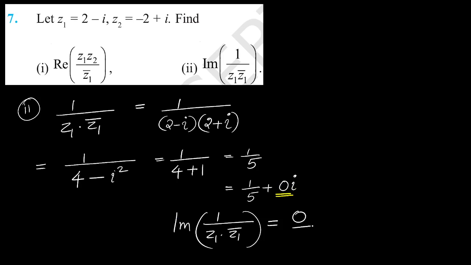It is 0. Real part is 1 by 5, but the question is the imaginary part. It is the coefficient of i. 0 is the answer. So all of you please write down. If you are okay, 100% clear, raise your hand.